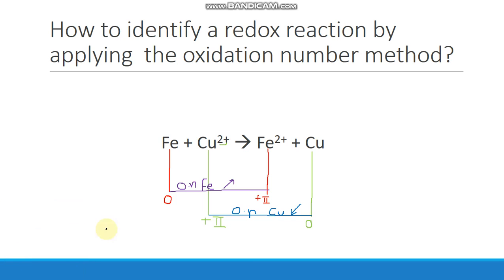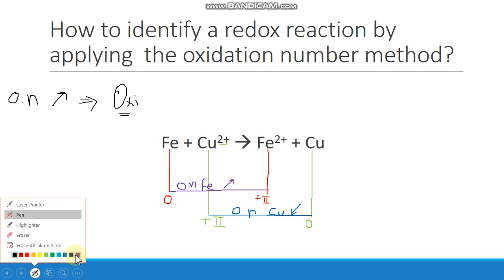Let me change to the black one. When the oxidation number increased, this is called oxidation. I'm going to write it like this: oxidation. When the oxidation number increases, the element undergoes oxidation. The Fe became Fe2+, so it lost 2 electrons. That means it's oxidation.